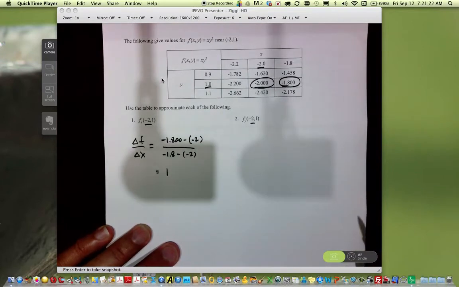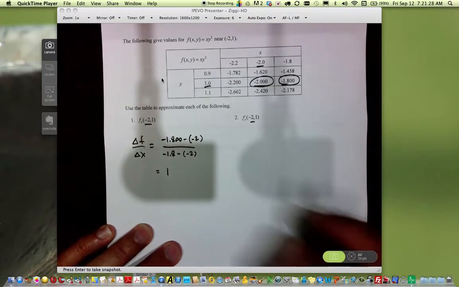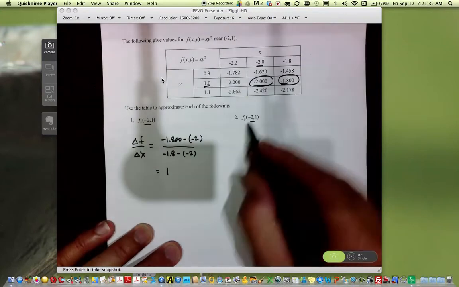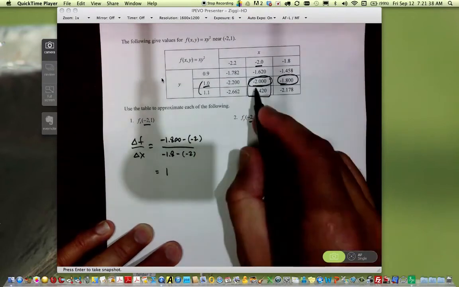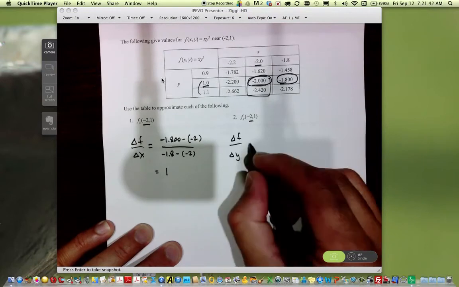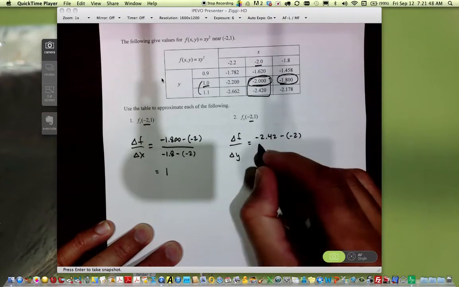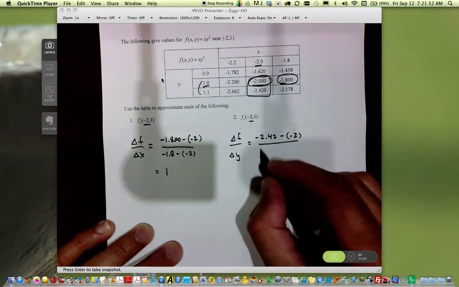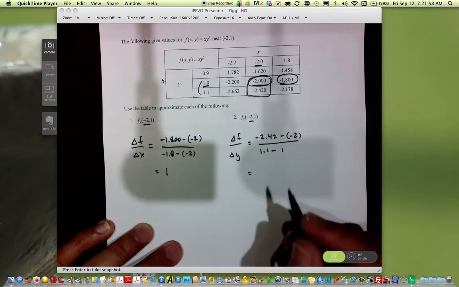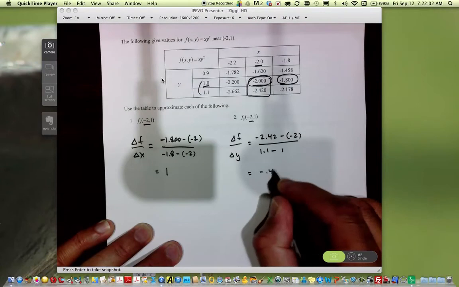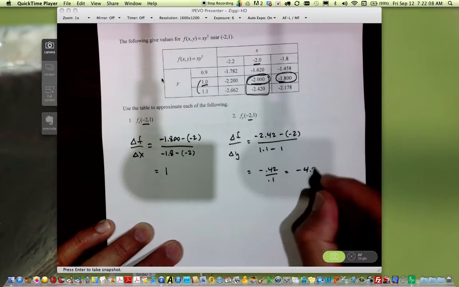Okay, so at this point, the function is also going up at a rate of 1 as we move in the x direction. Now moving in the y direction, we're going to be looking at these two ordered triples and looking at what happens when y gets incremented by 0.1. So the change in the function over the change in y is equal to -2.42 minus -2, and then divided by the change in the variable, 1.1 minus 1. So when I do that, we're going to end up finding -0.42 in the numerator and 0.1 in the denominator, and that's going to give me a rate of -4.2.